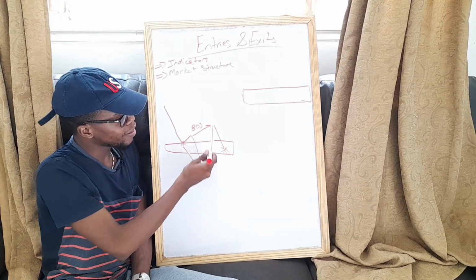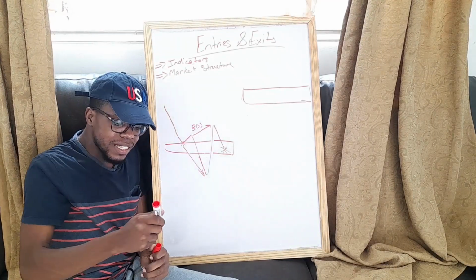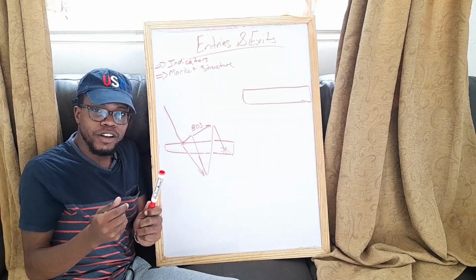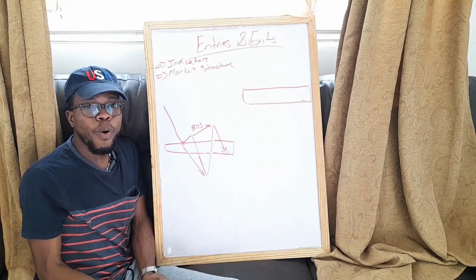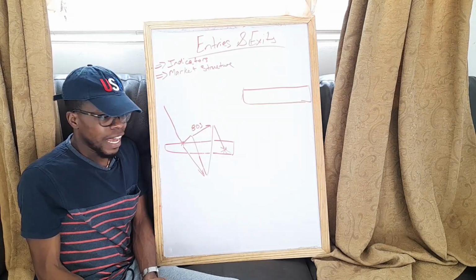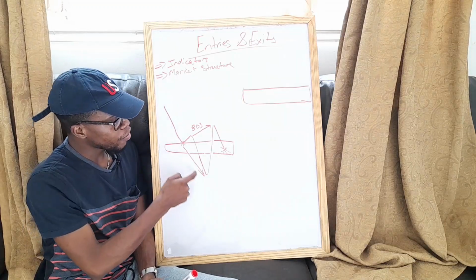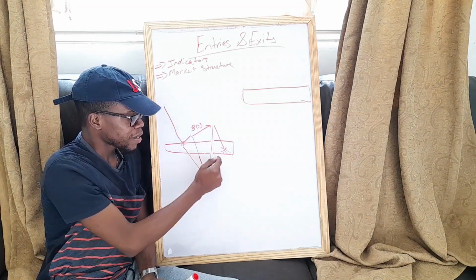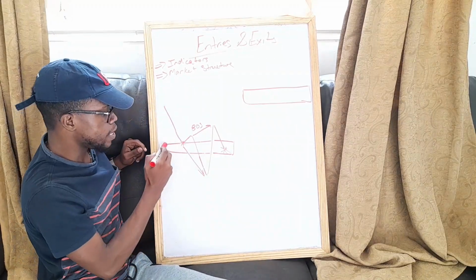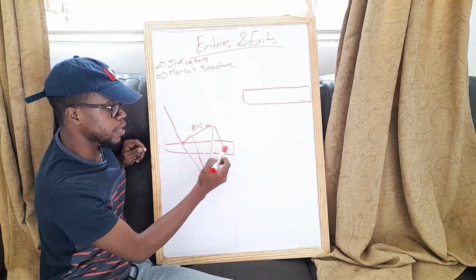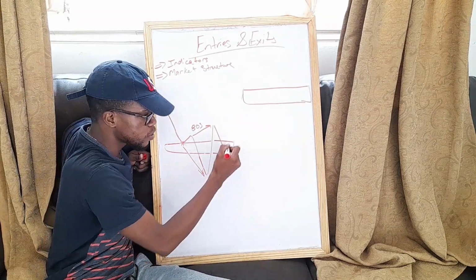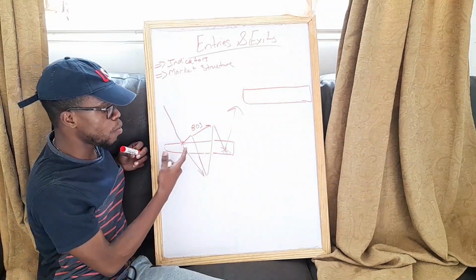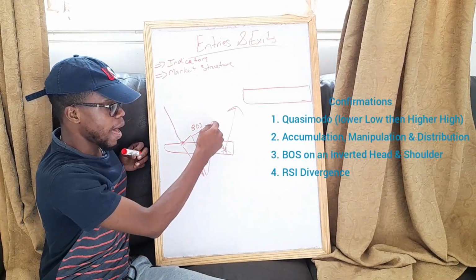Then the market goes and creates a higher high. This is a reversal pattern with candlesticks called Quasimodo. This is very important because when the market creates a lower low and then creates a higher high, when the market comes back to test right here, this same support, it is going to buy. So we have a Quasimodo, lower low, higher high.